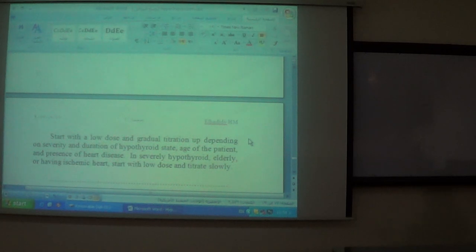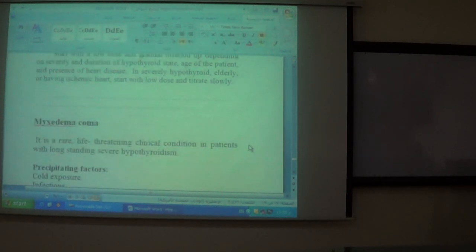I may precipitate arrhythmia. I may put the patient in a failure or collapse of the circulation, if the patient is severely myxedematous. Myxedema coma: rare, not so rare.